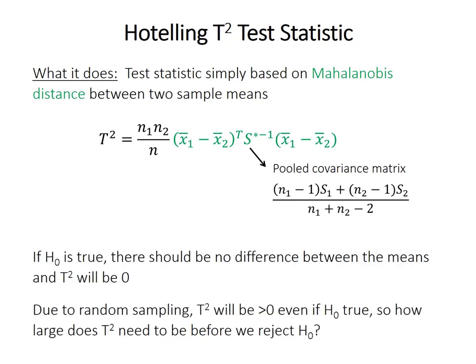If the null hypothesis is true, and the two samples do in fact come from the same population, there should be no difference between their multivariate means, and the t-squared should therefore be 0. Of course, our samples are randomly taken from their population, so t-squared will be greater than 0 just by random chance. But as with all tests, we want to know how big the t-squared value can be before we reject the null hypothesis that they do come from the same population.